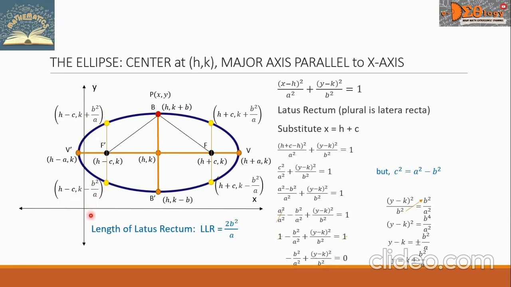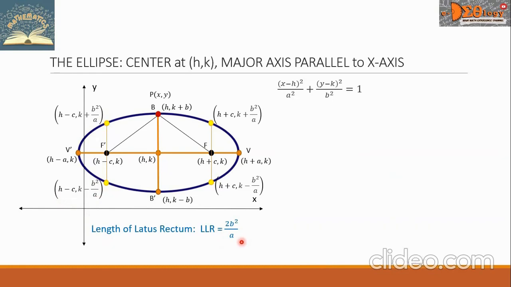We can deduce now that the length of the latus rectum, denoted by LLR, equals 2b squared over a. Now the eccentricity, denoted by e, equals c over a. These are the parts of the ellipse.